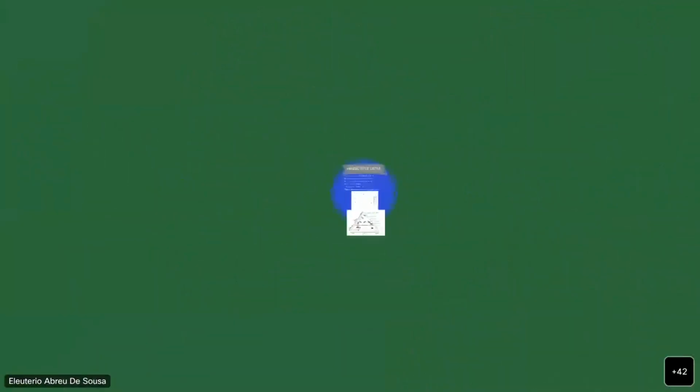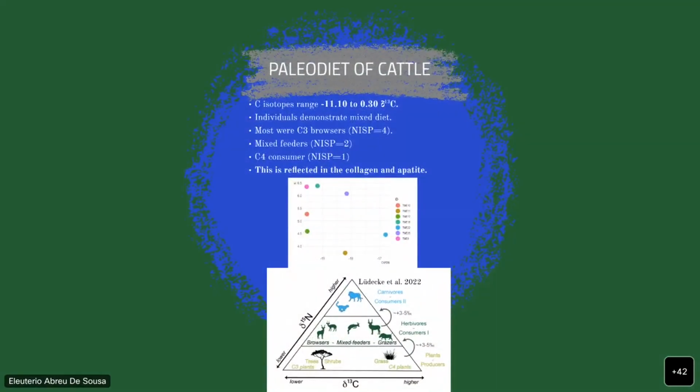Another conclusion that we can draw is, of course, the paleo diet. Now, the carbon isotopes range from negative 11.10 to positive 0.30. These individuals demonstrate that we have a very strong mixed diet. Most were C3 browsers, in fact, 4 individuals. 2 individuals seem to be mixed feeders, and 1 we have potentially a more strongly leaning C4 consumer. And this you can see, of course, in the collagen data that you see just below here in the table. Unfortunately, I can't zoom into that at this time.